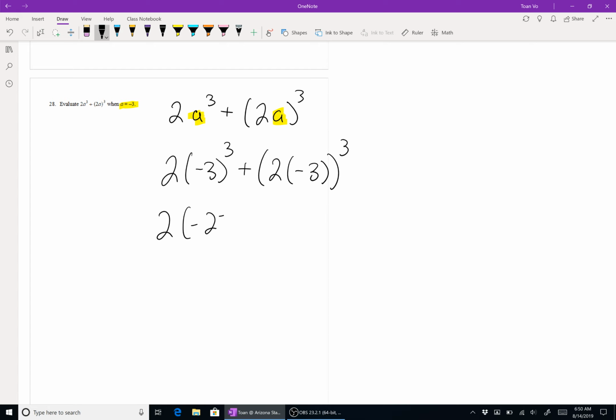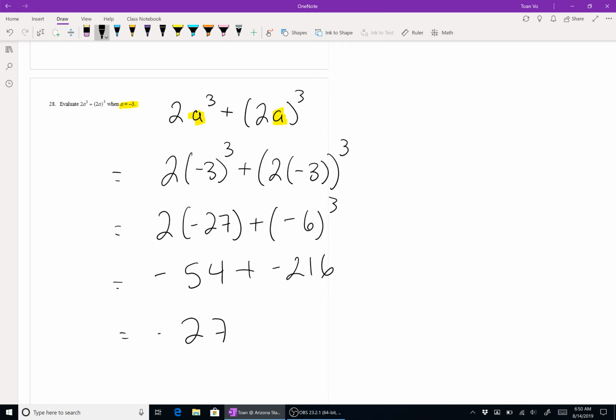-3 cubed is -27, plus 2 times -3 is -6 cubed. So 2 times -27 is -54. Plus -6 cubed is -216, and then -54 plus -216 is -270.